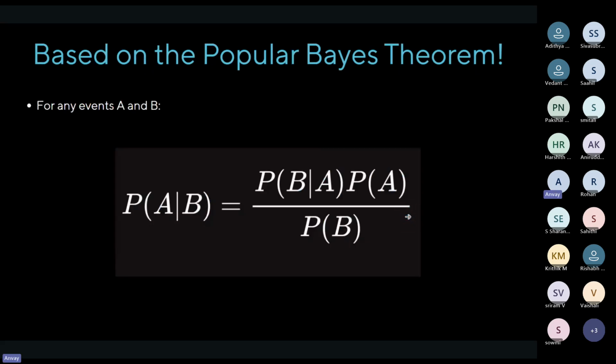This is based on the popular Bayes theorem, which is P of A given B, the probability of event A happening given B has happened, is equal to the probability of B given A times the probability of A, divided by the probability of B. This is the standard formula we've learned in JEE, and this is the formula which is going to be applied everywhere in naive Bayes algorithms.